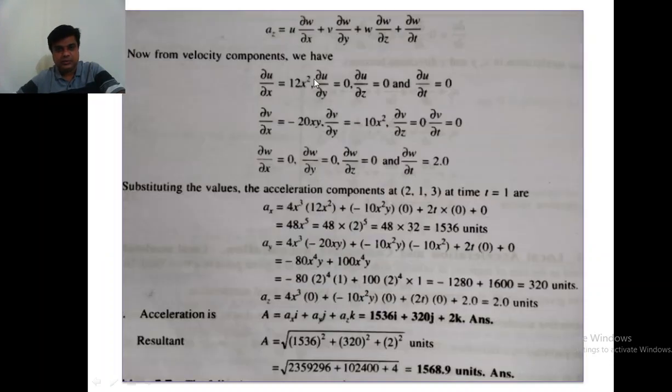So if you do the differentiation here, you will get all the terms here. So du/dx is 12x squared, and du/dy, with respect to y, is 0, because u is 12x squared. So the differential of u with respect to y will be 0.